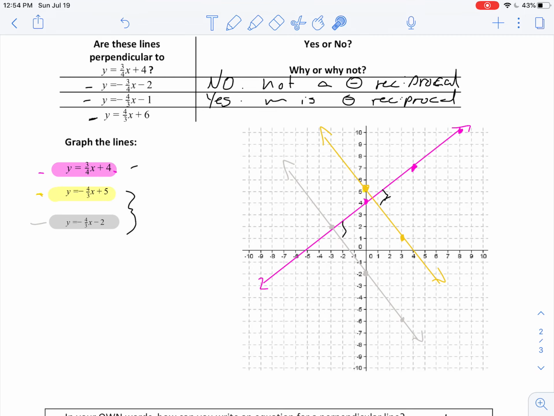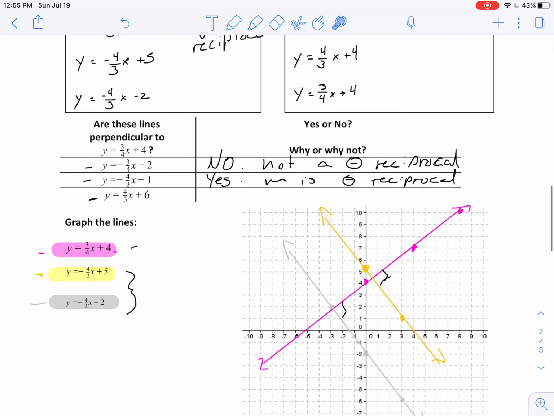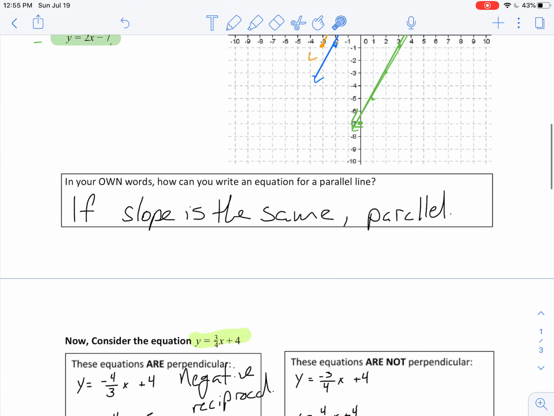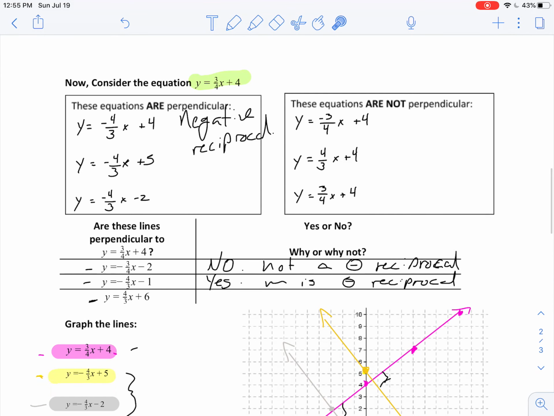Before I get to the big takeaway, in our own words, how can you write the equation for a perpendicular line? Well, a line with a slope that is the negative reciprocal of another is perpendicular. So the big takeaway would be, if you're looking for a line that is parallel, the slope is the same. And if you're looking for a line that is perpendicular, it needs to have the negative reciprocal of whatever line that's been given to you.